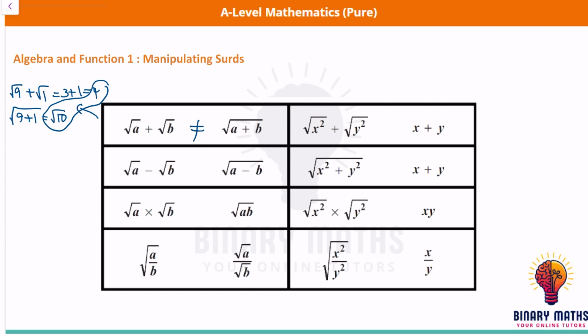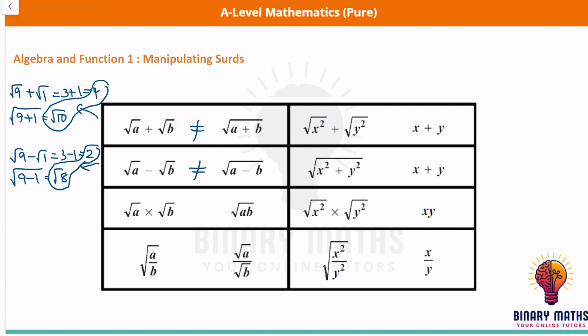In a similar manner, this statement is also not true. If I use the same values, root of 9 take away root of 1 is 3 take away 1, which is 2. But if I do square root of 9 take away 1, I get square root of 8, which is obviously not the same thing as 2. So again, we're getting two different values when we substitute a equal to 9 and b equal to 1. So this statement is also not true.